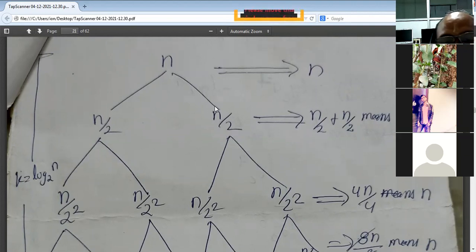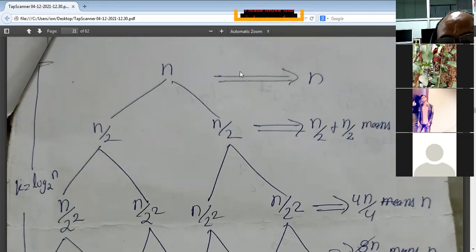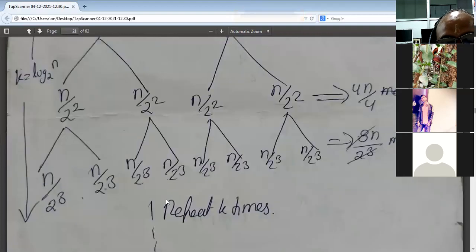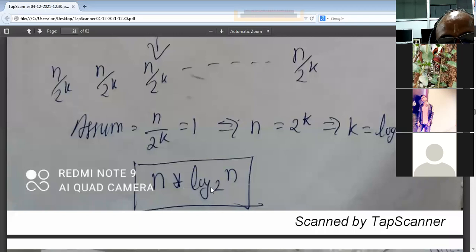Now I have seen here at each level n amount of work is done, and the total number of levels is log₂n. So in each level an equal amount of work n gets done, and the height of the tree is log₂n. So we will multiply it, and we get the total work done, that is n into log₂n. So we have multiplied n into the height of the tree. At each level we are getting n as work done, and log₂n is the height of the tree, so we multiplied it, and this is the complexity for this equation.